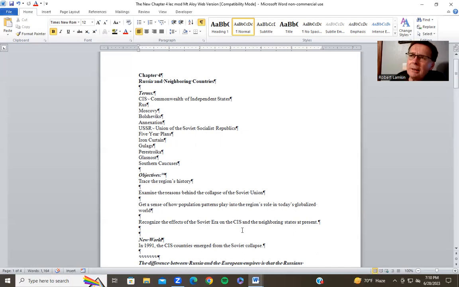Gulags were major production centers of Soviet communism. Those who were deemed to be enemies of the state were placed in gulags. I don't believe your author has a visual of where all the gulags were. Many were out in the eastern part of modern-day Russia, Siberia, and basically work camps. Just cruel, hard work camps, and a lot of production goods that went around Russia and the rest of the Soviet Union was produced there by the political prisoners.